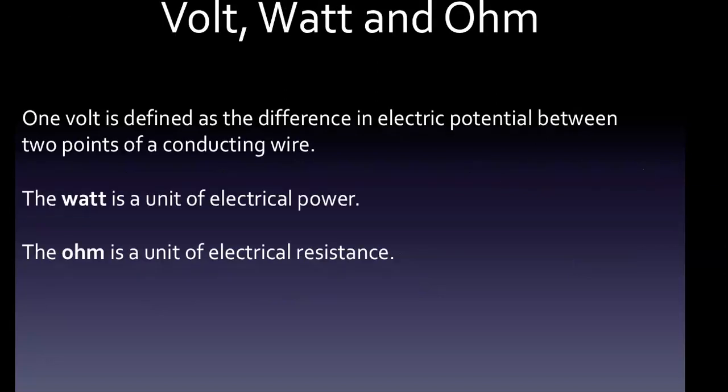Okay. And then we move on to volt, watt, and ohm. We want to know the difference between these things. The volt, which is just symbol V, is the derived unit for electric potential. 1 volt is defined as the difference in electric potential between 2 points of a conducting wire, while the watt is a unit of electrical power. The ohm is a unit of electrical resistance. So just understanding those basic definitions: ohm is a unit of electrical resistance, watt is a unit of electrical power, volt is a unit for electric potential. That could easily be a question that you could see on this test.